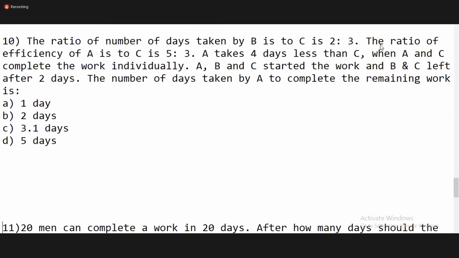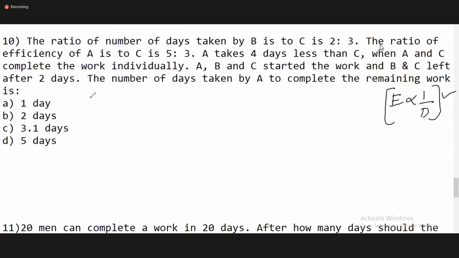Okay, guys, let's see who has done a great job. Tell me, you know this concept, right? Efficiency is always inversely proportional to number of days. Now we'll do this question based on this particular funda.